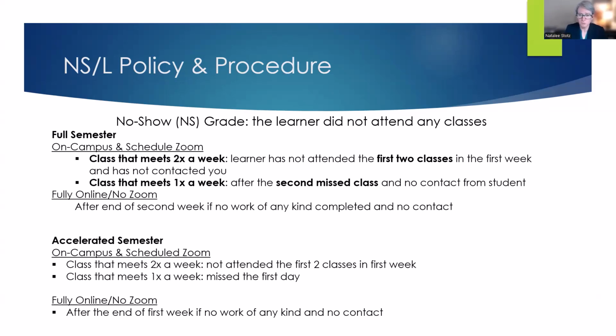If your class meets 1 time a week, after the second missed class and no contact from the student, you're going to report that. If it's a fully online class with no Zooms, then at the end of the second week, if no work of any kind has been completed and there's been no contact from the student, then you are going to no-show them. With fully online classes, you do not need to have any particular assignment that counts for grades. It can be that they need to be engaging with the work in the class.